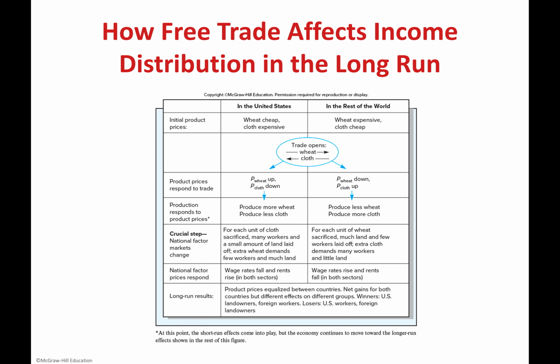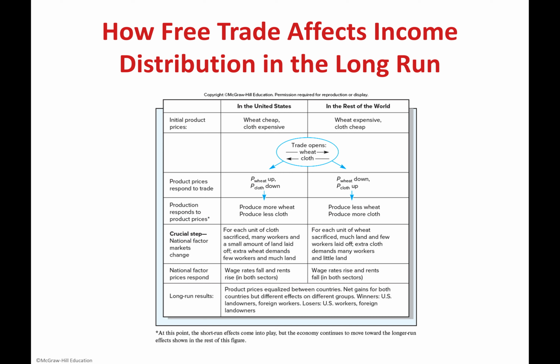Now, exactly the opposite is going to happen in the rest of the world. In the rest of the world, wage rates are going to rise and the rents are going to fall in both sectors because, of course, wage rates we're assuming are going to be the same in each country, in each sector. So what are the long run results here?